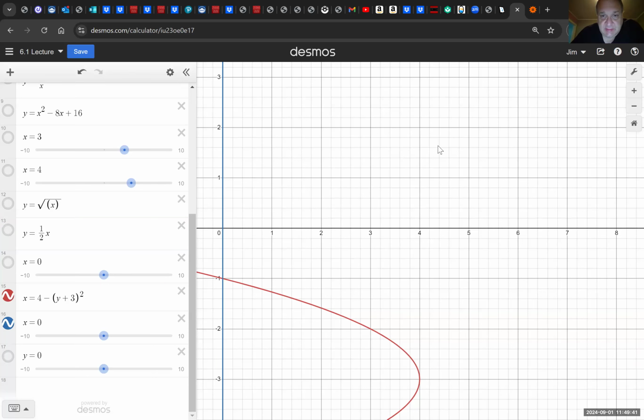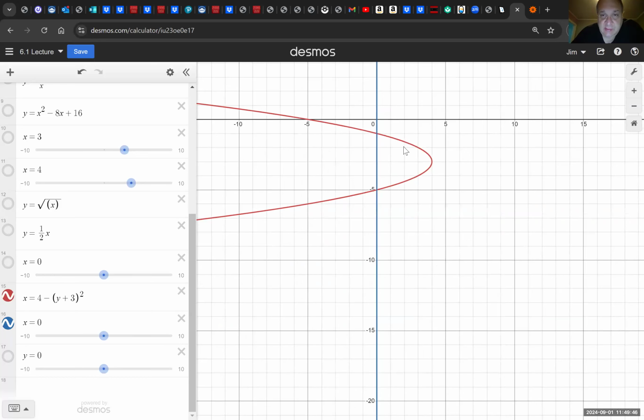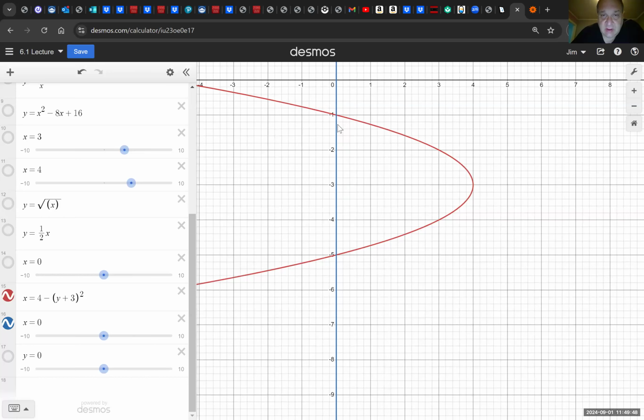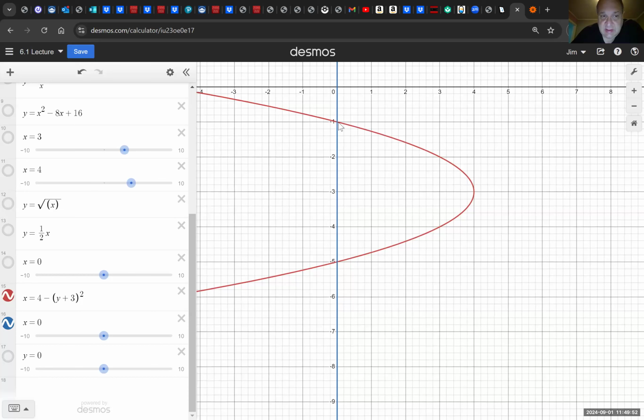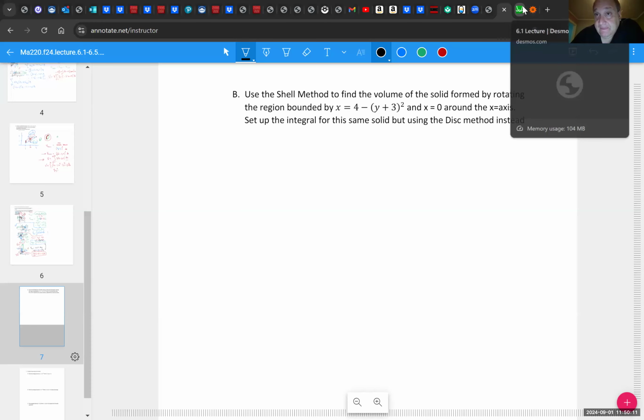Okay. Remember, the hardest part of our graphing is getting a good picture. So if I zoom out, the only two things that are bounding this are x equals 0, which is this blue vertical line, and x equals 4 minus (y plus 3) squared, which is this sort of sideways parabola. Notice the sideways parabola is not even a function, right? Because it has two y values for a given x. Doesn't matter anymore, we're going to do it anyway. We're going to find the volume of this thing revolved around, what was the line again? Revolved around the x-axis.